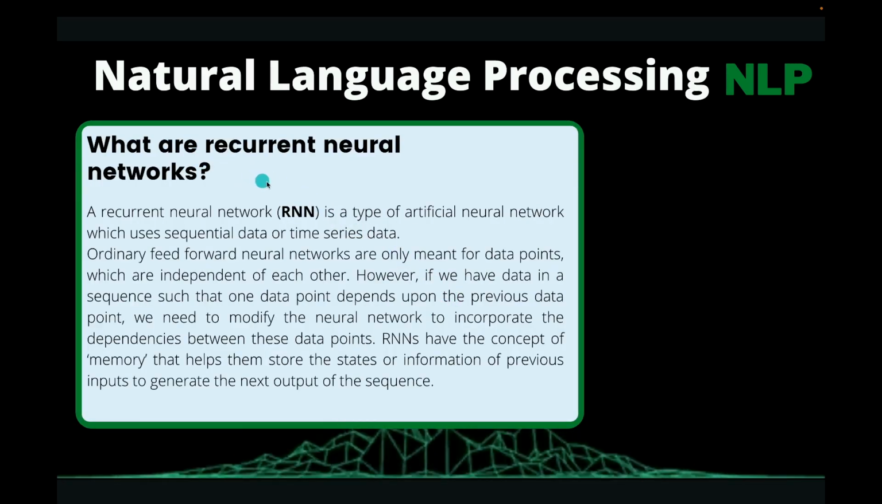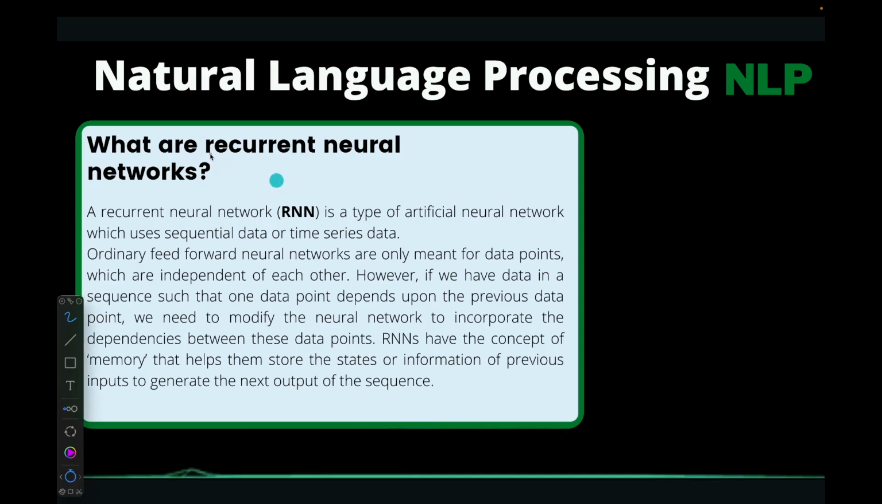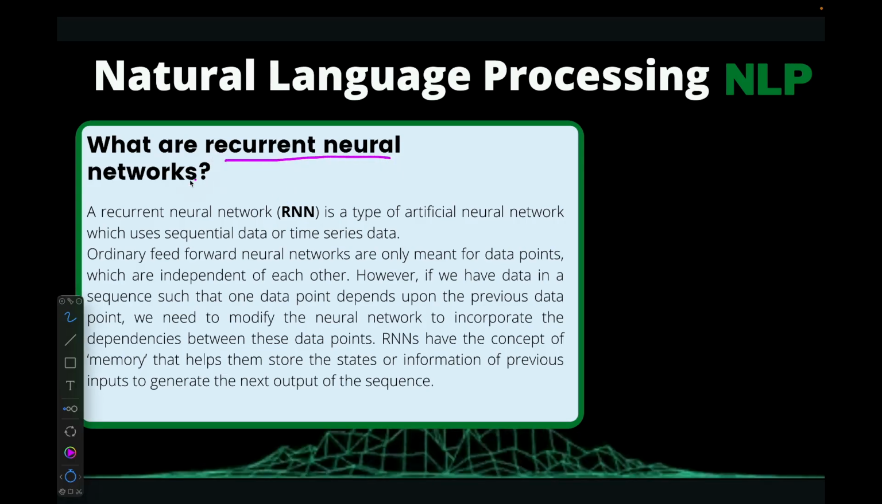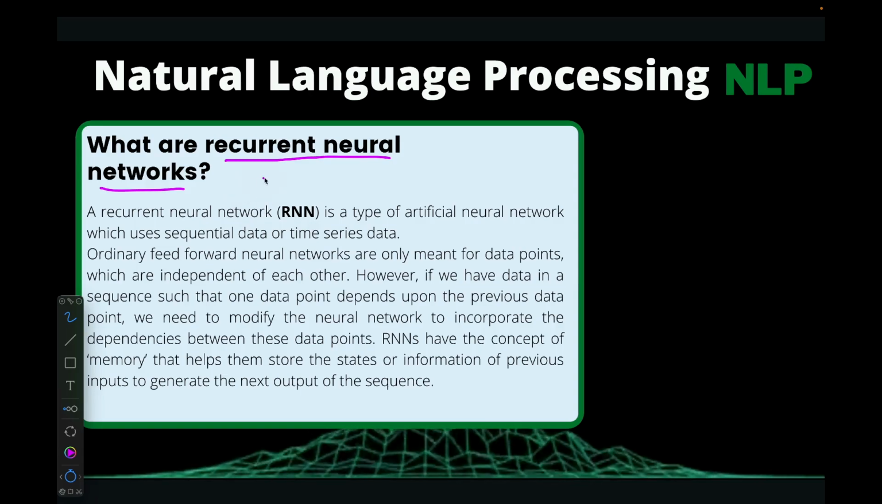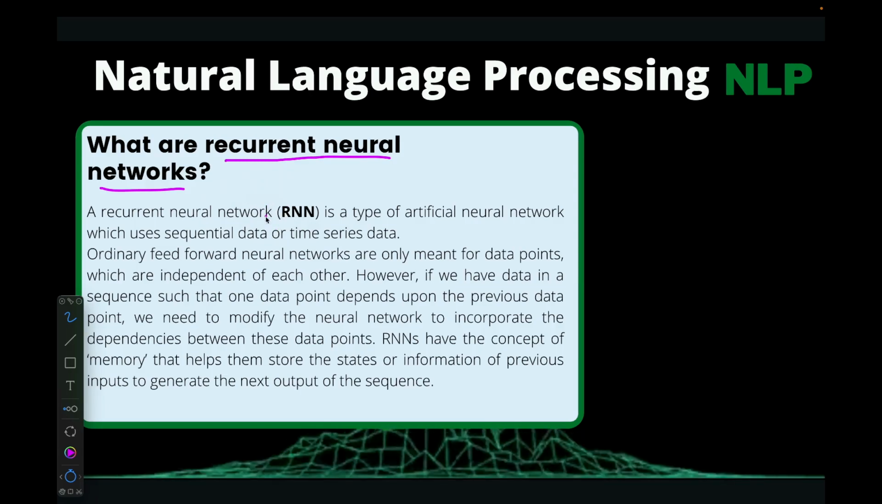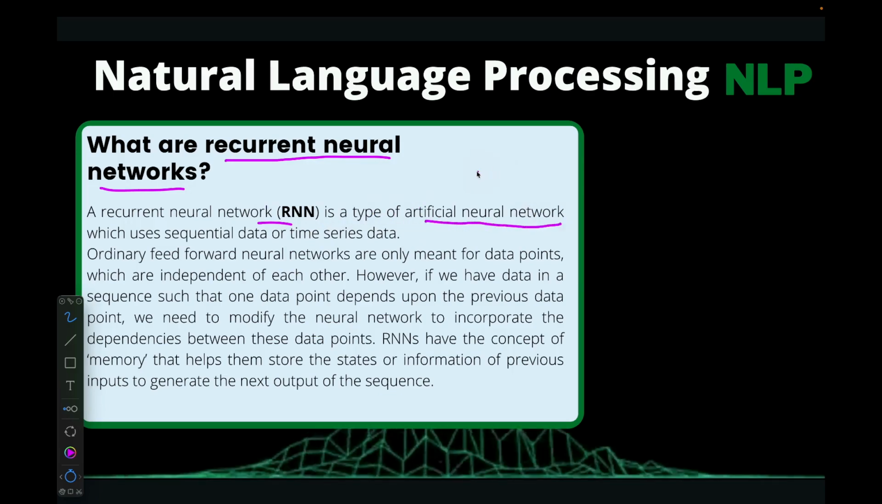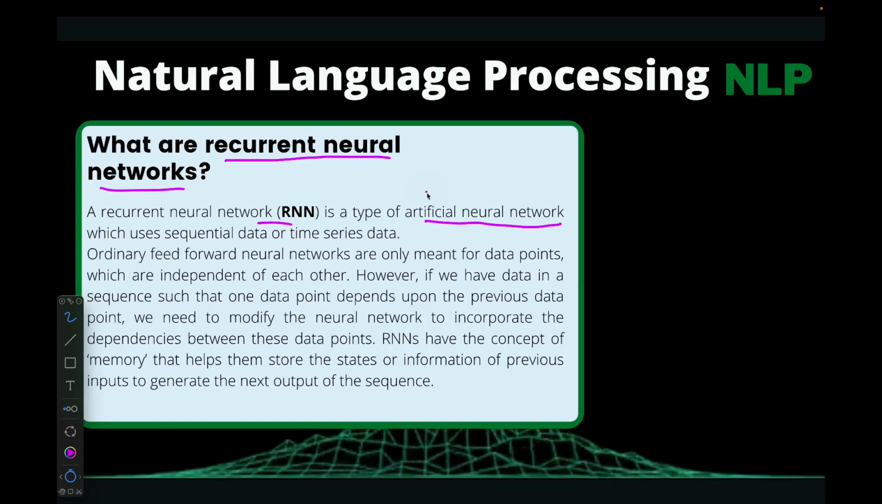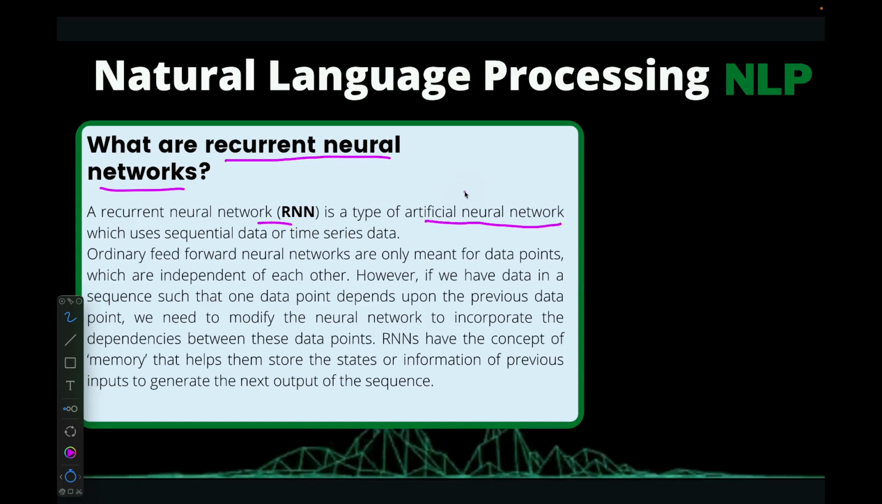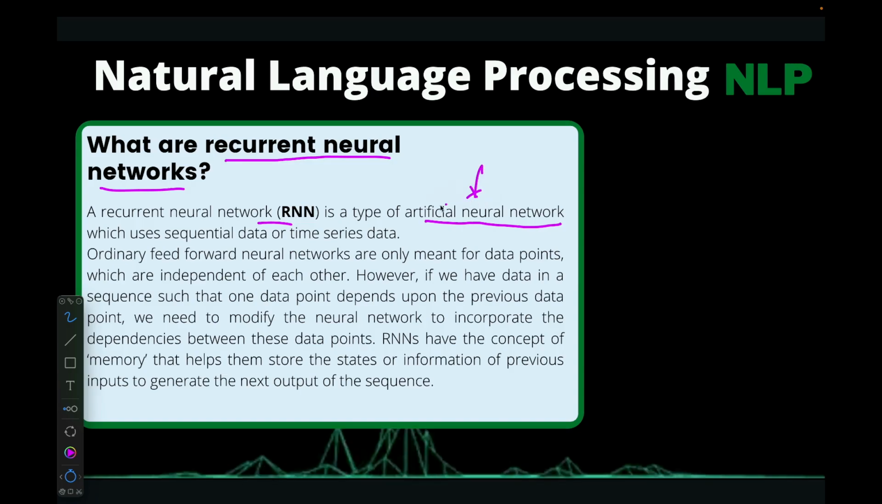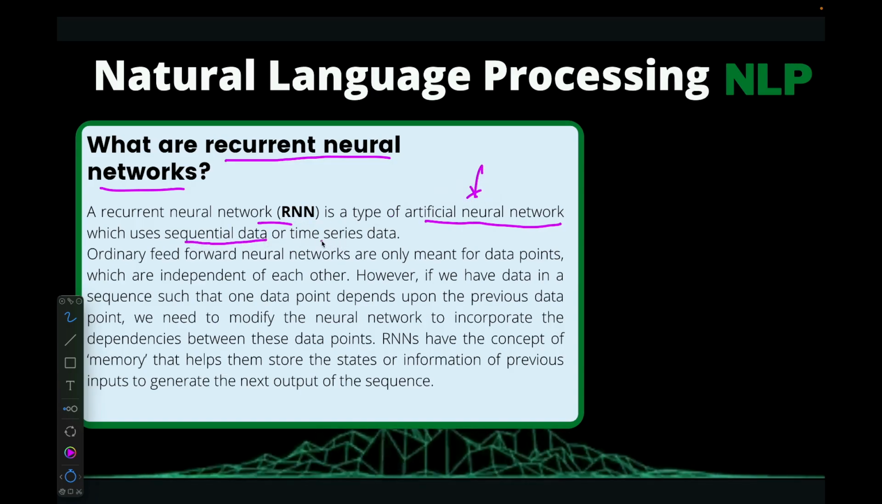So now let's take this recurrent neural network and try to understand it. We say that the recurrent neural network is a type of artificial neural network. It's not something superficial that we are bringing in. What we have already learned so far is what we are basing on to improve. But in this case, we are focusing mainly on sequential data, or time series data.